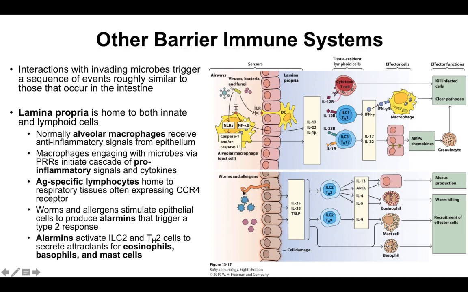If it's a worm or allergen, you may get damage to the epithelium, and these alarmins are produced, such as IL-25 and IL-33 and TSLP, and you'll get more Th2 cells or Th9 and some of these innate lymphoid cells as well. And the types of cytokines that you'll have activated will promote, in the end, the production of mucus. And if it's a worm, the killing of the worm, which will be helpful. Mast cells, when they're activated, can help recruit other cells to the site as well.